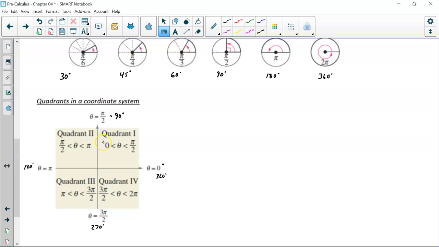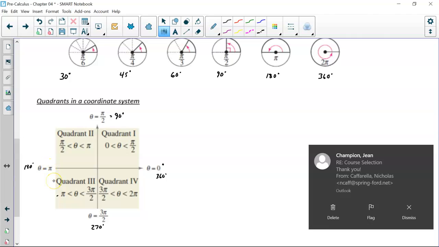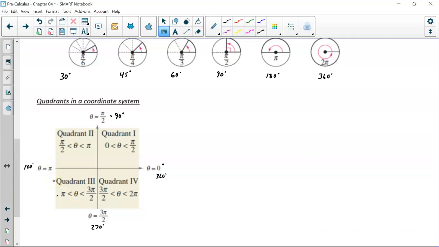So when we're in quadrant 1, theta is going to be between 0 and pi over 2, between 0 and 90 degrees. In quadrant 2, theta is between pi over 2 and pi, between 90 and 180 degrees. Quadrant 3 is between pi and 3 pi over 2, so we're between 180 and 270. And in quadrant 4, between 3 pi over 2 and 2 pi, we're between 270 and 360.